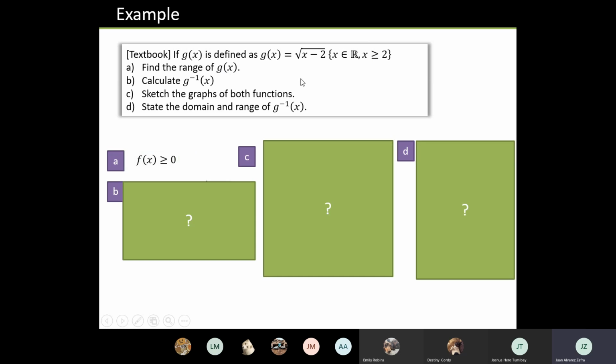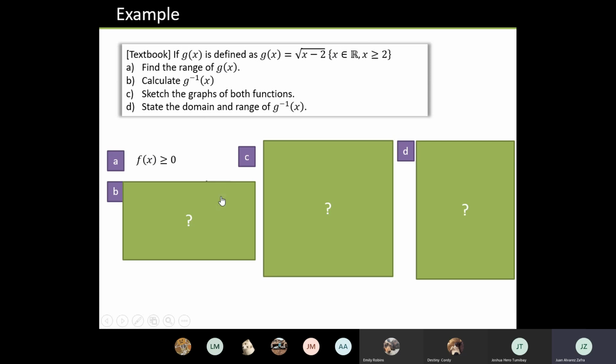So if we put in lots of values in here, put in 2, we get 0. Put in 3, we get something bigger than 0. And you should hopefully see that g of x is greater than or equal to 0. There's a mistake here, that should be g of x. So because we call this function g, then we should be writing g of x is greater than or equal to 0. Whoever wrote this had a typo.